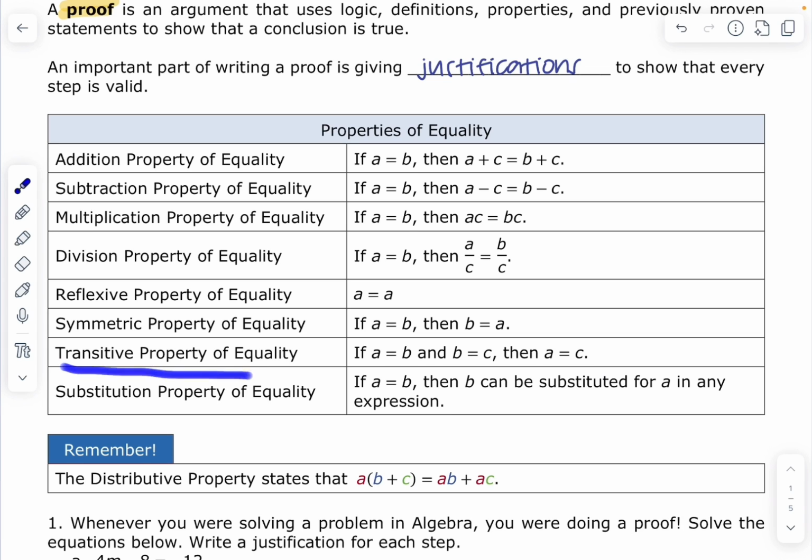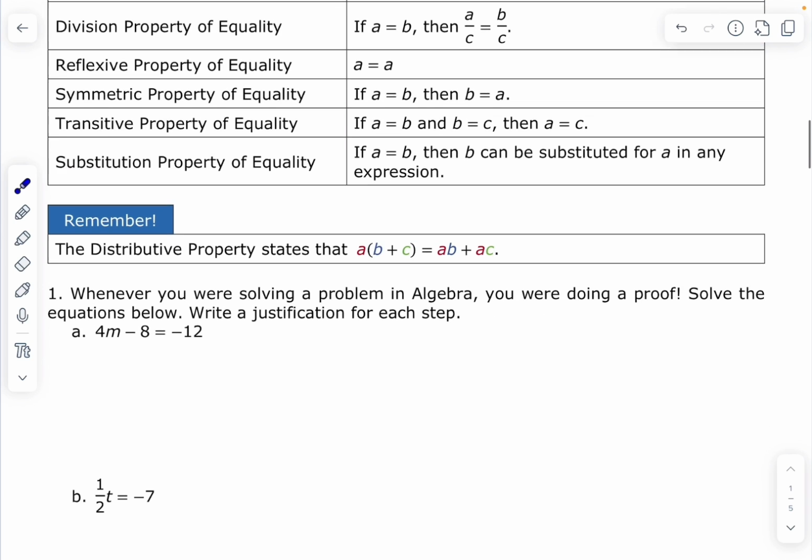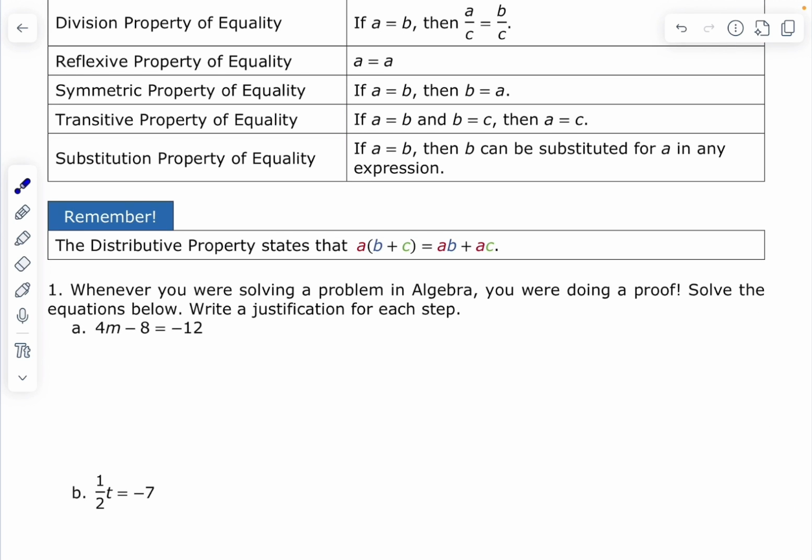The transitive property of equality says if A equals B and B equals C, then A equals C. And then the substitution property of equality says if A equals B, then B can be substituted for A in any expression. Lastly, we also have our distributive property, which says if we have A times (B plus C), we're going to distribute or multiply A to both B and C to get A times B plus A times C.